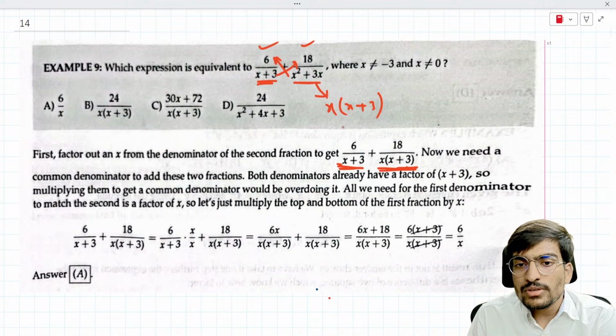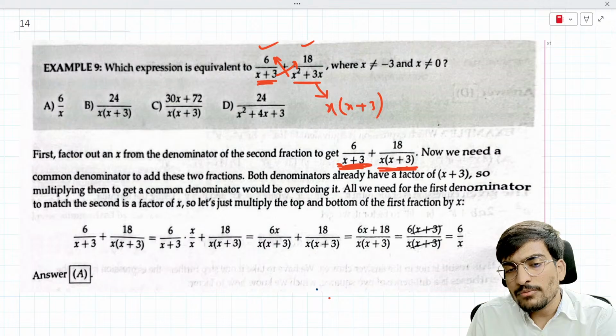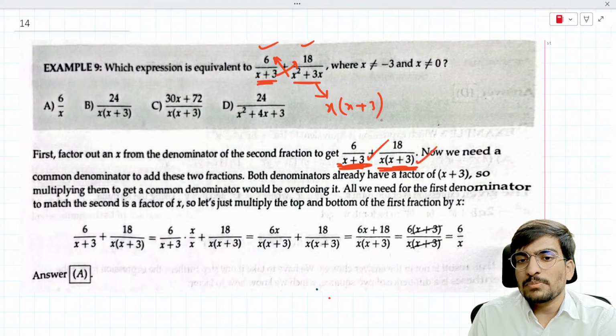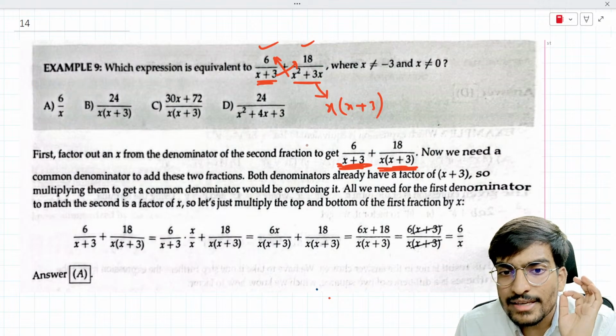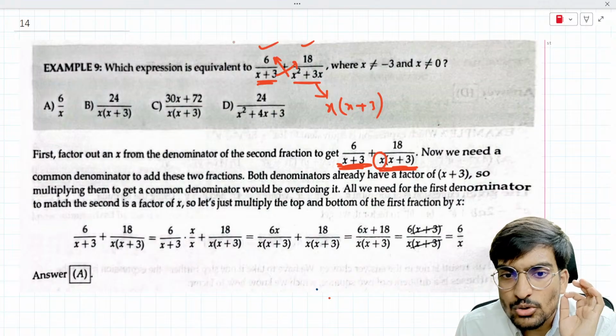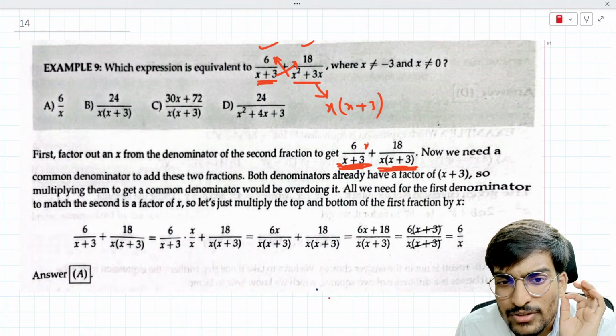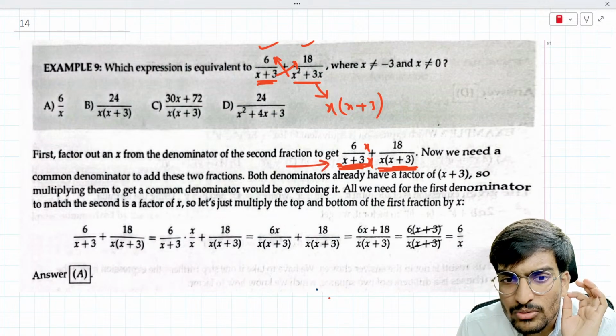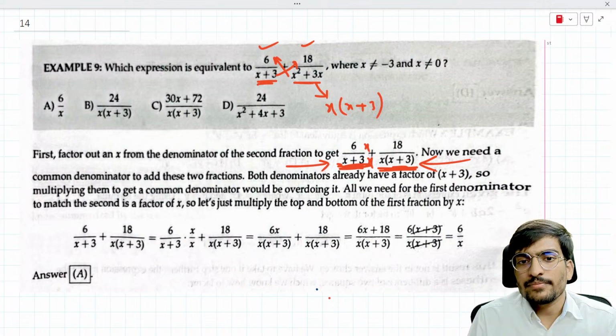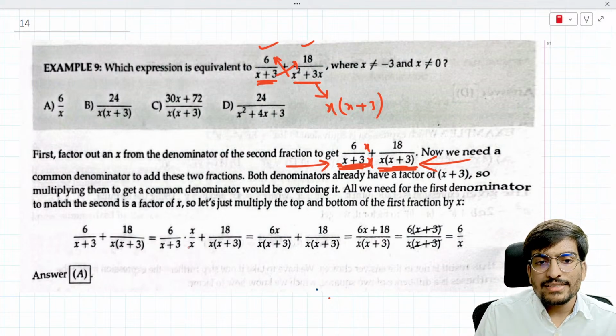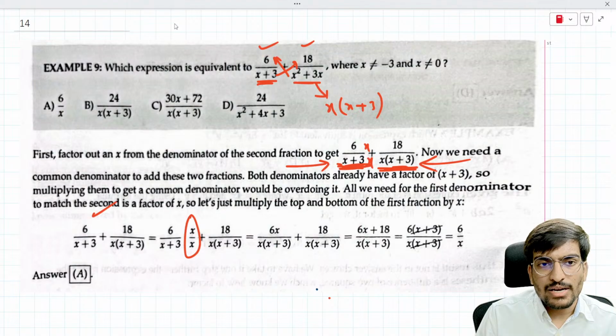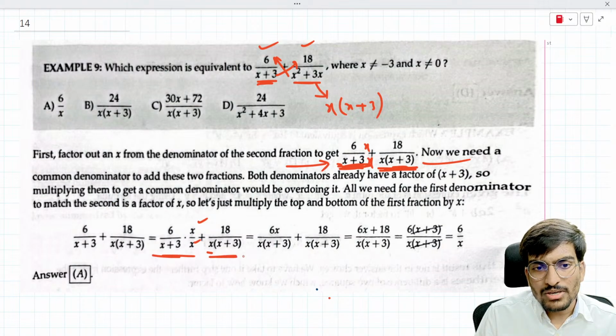You see, if you take common x, you have the same thing, x plus 3 x plus 3. What is not there in the first one? x. So what we do is we just multiply the first numerator with x and x. Now both denominators are the same. That's what we did here for the question: we multiplied x and x in the numerator and denominator. Now this denominator part is the same.